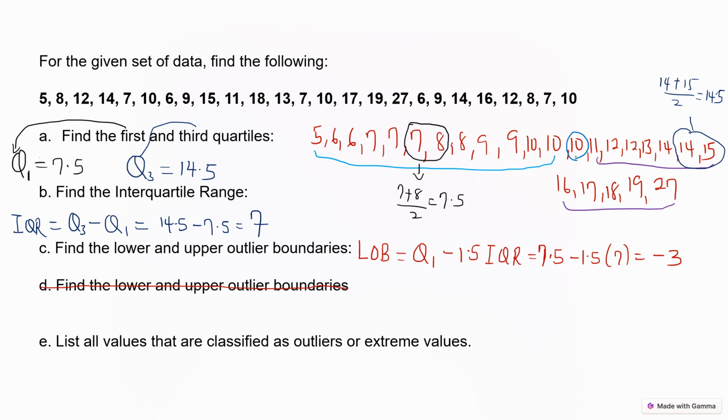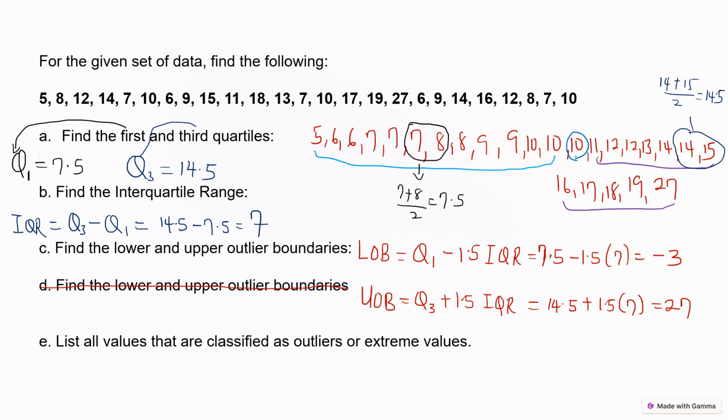And for the upper outlier boundary, I'm going to use UOB. The formula is Q3 plus 1.5 multiplied by the interquartile range. Q3 is 14.5 plus 1.5 multiplied by 7, and this gives 25. So the lower outlier boundary is -3 and the upper outlier boundary is 25.